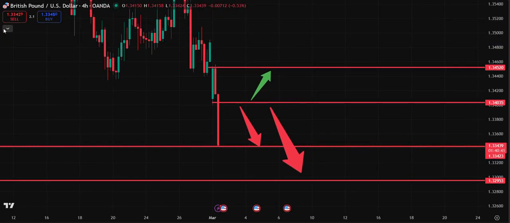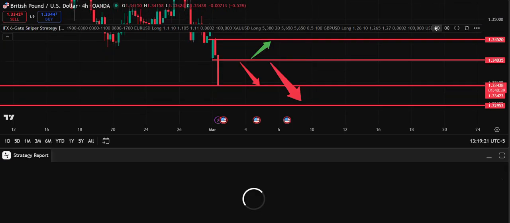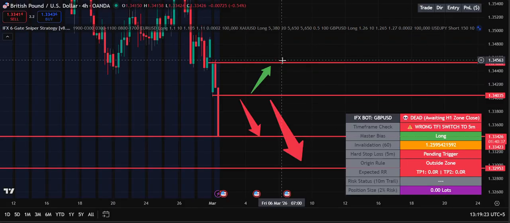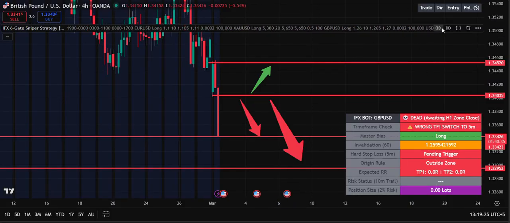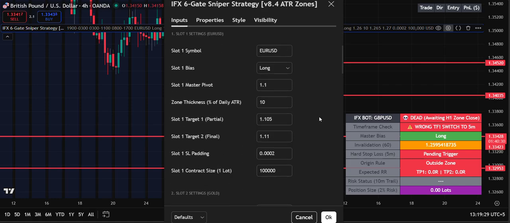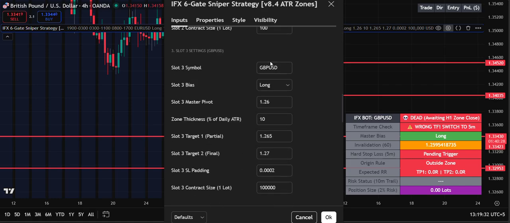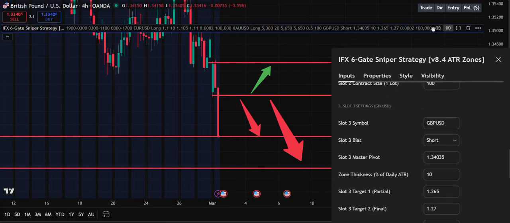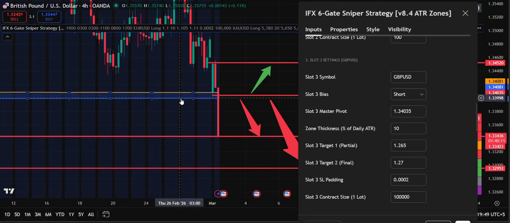So let's discuss the indicator. What this indicator does is it gives you entries and tells you when to enter. I'm going to scroll down to the pound USD. On the pound USD we are short. I'm going to enter the price, 1.34035. We have this selling zone right now.